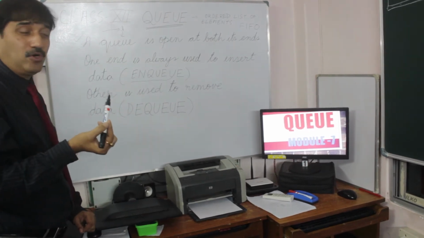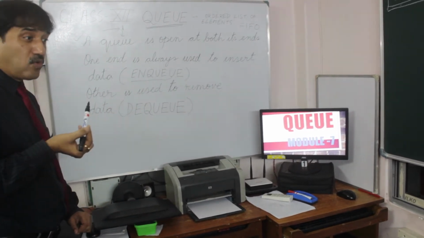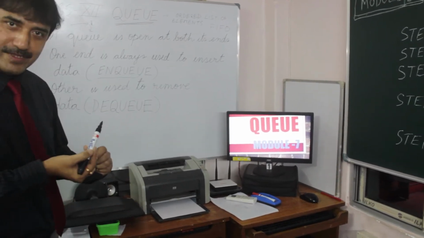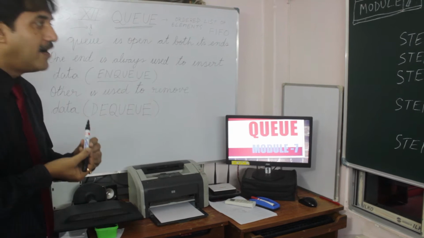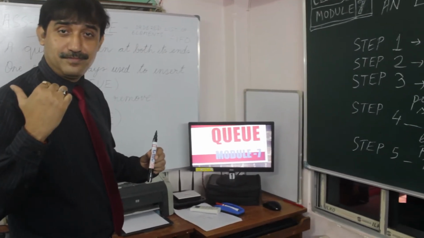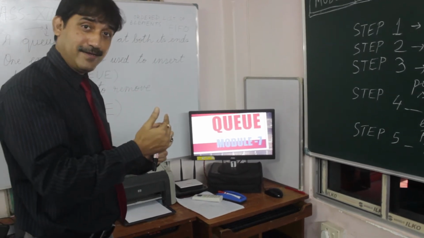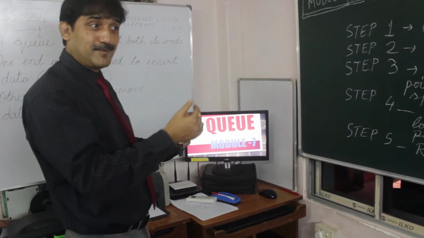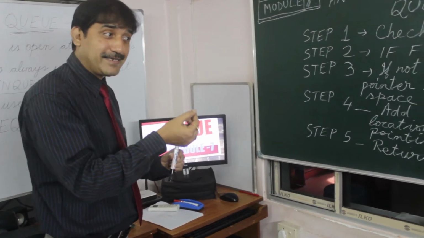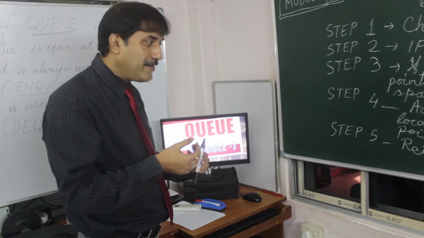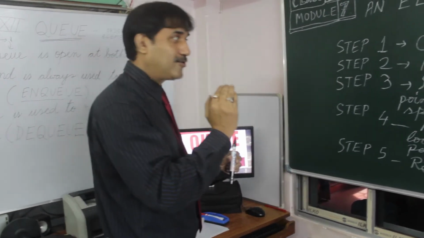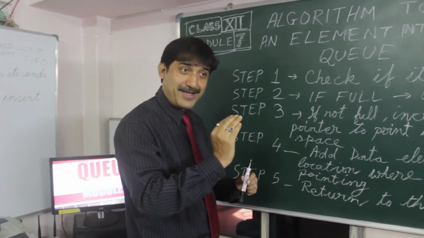So I have already told you, in a queue, whoever goes first, suppose I want to buy a ticket from the counter, I go and I am in a queue. When I am going to buy the ticket, once I get it, I'll be going out. So first in and first out. I'm going out.